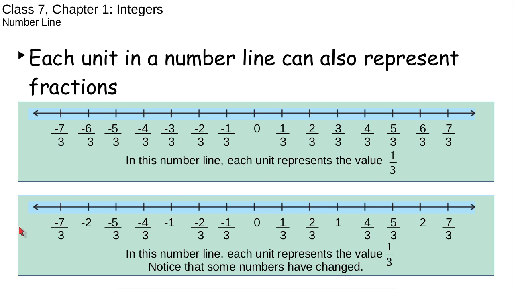Look at this number line. Each unit is still representing the value 1 by 3, but notice that some of the numbers next to these markers have changed. So here you have a 0, but here you have a 1. Why is that? This number line is exactly similar to this number line. Each unit here is also representing 1 by 3. But if you notice, 3 divided by 3 is 1, and therefore we have written a 1 here. Similarly, 6 divided by 3 is 2. Therefore we have written a 2 here.